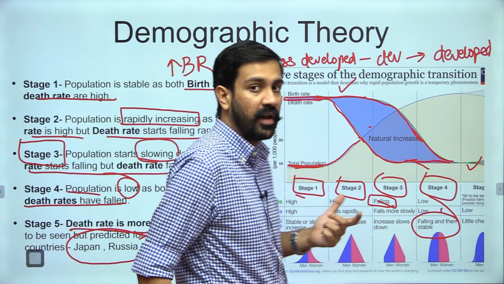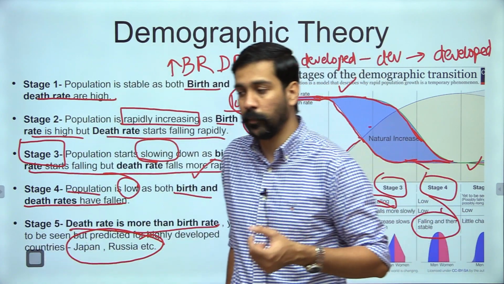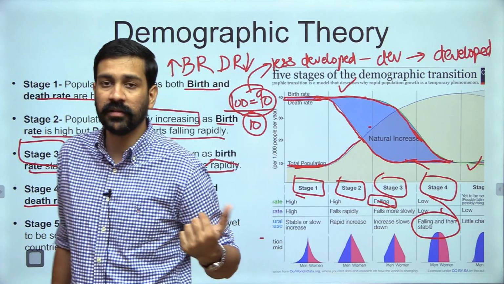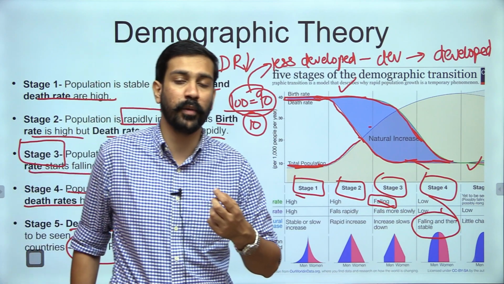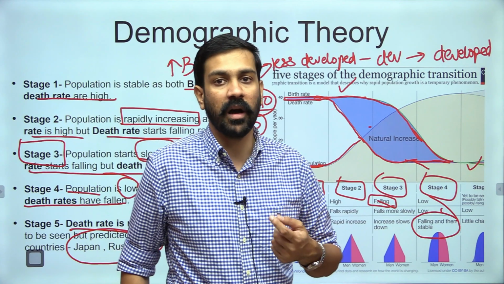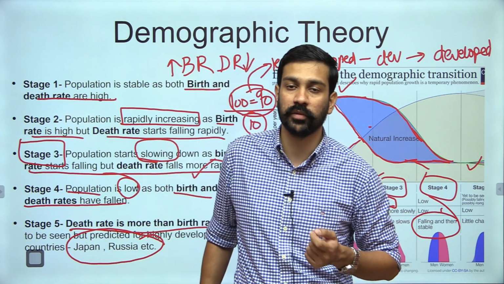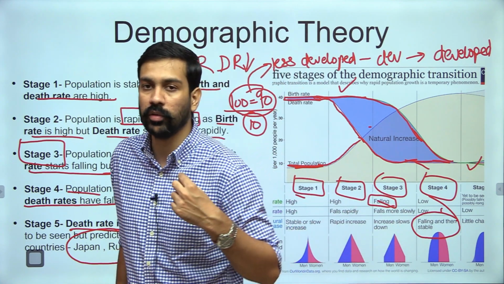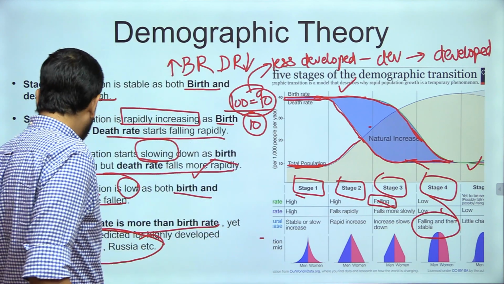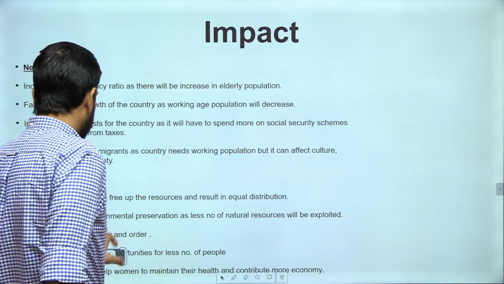It may very well be asked in your GS paper 1. If you have seen the recent GS paper 1, you will see that very technical questions have been asked by the UPSC with respect to the society part. So you must know this theory. Okay, moving forward to the impact part.